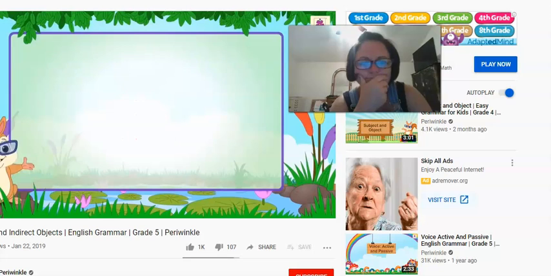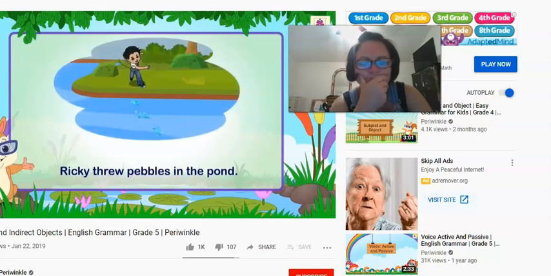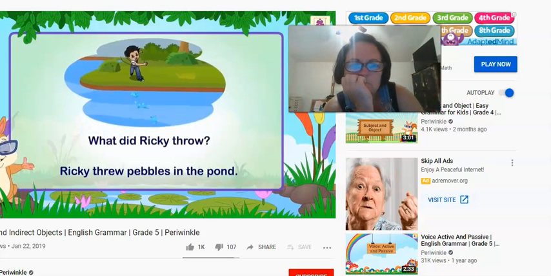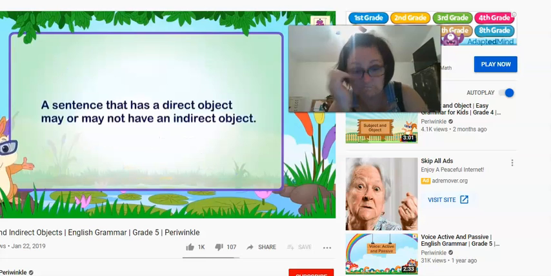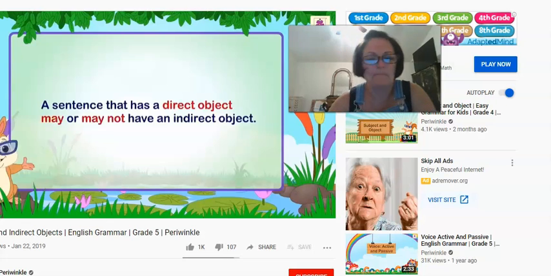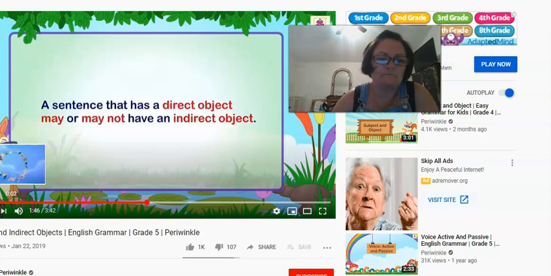For example, Ricky threw pebbles in the pond. What did Ricky throw? Pebbles. So, pebbles is the direct object in this sentence. A sentence that has a direct object may or may not have an indirect object.